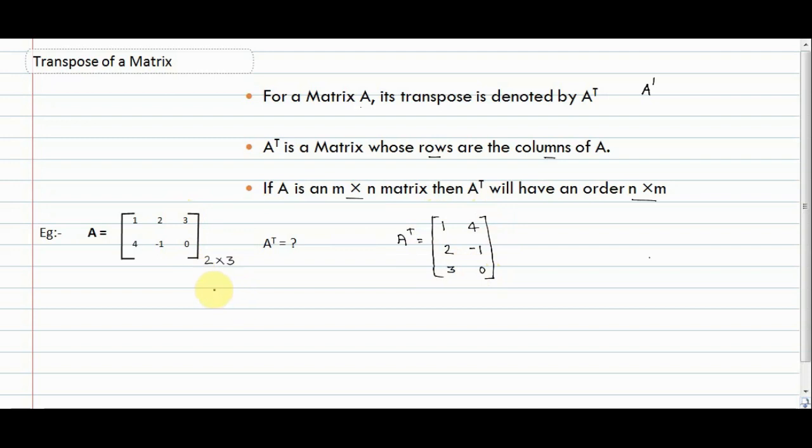Now let's see the order. Matrix A is having an order of 2 by 3, and here we can see that A transpose is a matrix with 3 rows and 2 columns. Therefore the order will be 3 by 2. So you can see that the orders are just the reverse of one another. Here in matrix A the order is 2 by 3, and in A transpose the order is just the reverse, that is 3 by 2.